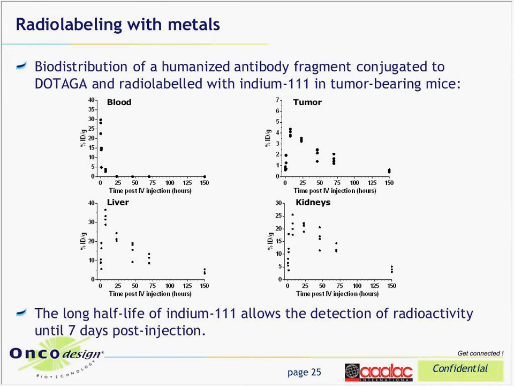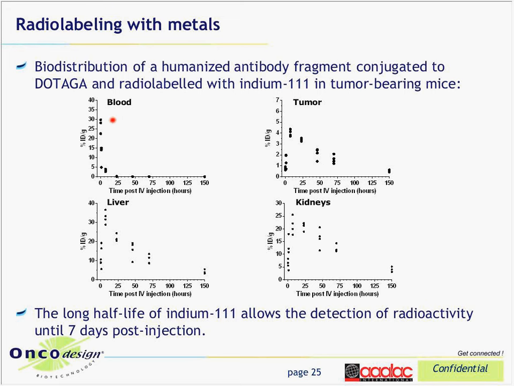A second experiment that was done was radiolabeling, with the same chelating agent and the same isotope, of a humanized antibody fragment, and we wanted to evaluate its distribution in tumor-bearing mice. And you have here the time in blood, tumor, kidneys, liver.